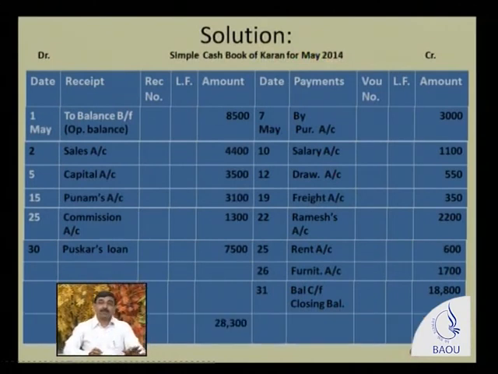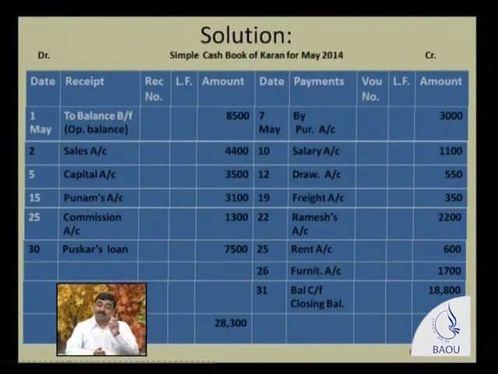After that, when you have recorded all the transactions, we are going to make a total of the receipt side, and the total of the receipt side comes to 28,300 rupees. Then we make a total of the payment side, and the total of the payments would be deducted from the total of the receipts. We have a closing balance. That closing balance is 18,800 rupees.